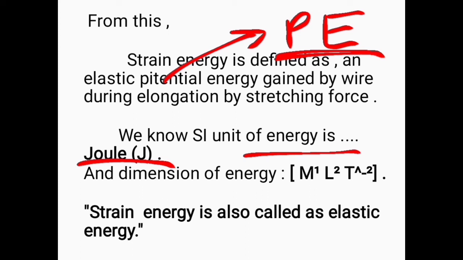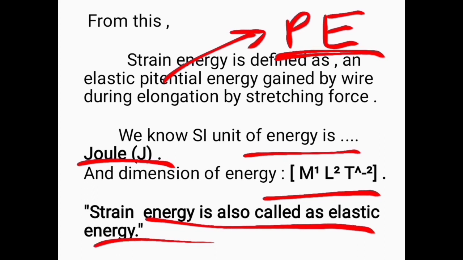I have told you in the starting lecture, like we found the dimension of force, strain, stress, and the basic quantities. At that time I explained how we will find the dimension for the given quantity and given equation by using unit and formula. So by the equation E is equal to mc square, we get the dimension for energy, that is M1 L2 T minus 2. Okay, and strain energy is also called elastic energy.